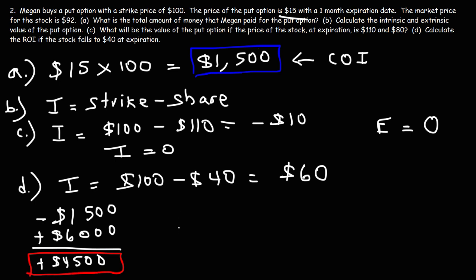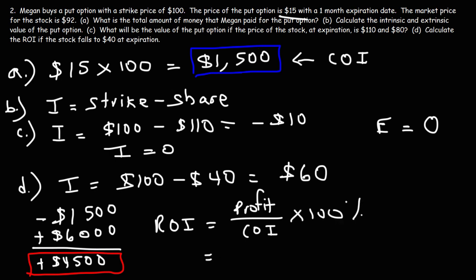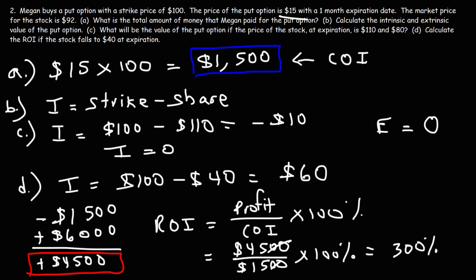So what is her ROI? Her return on investment. This is going to be the profit divided by her COI, her cost of investment, times 100%. So she realized a gain or a profit of 4,500. Her initial cost of investment was 1,500. And so her return on investment is going to be 45 over 15, which is 3. 3 times 100 is 300%. So that's her ROI on this particular trade.